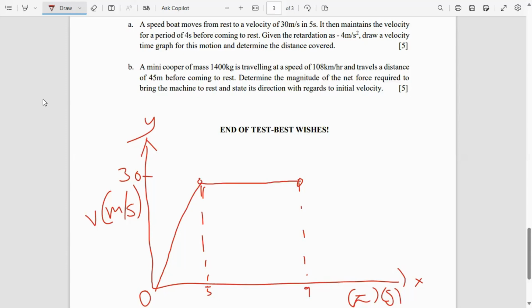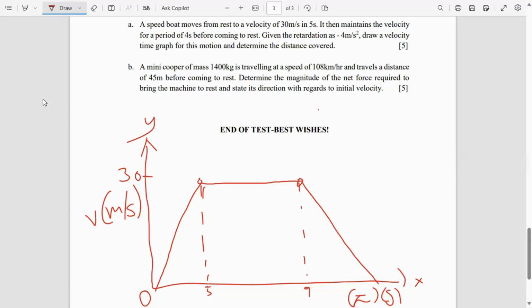Then after that, it started decelerating, came to a stop. And they've told us the rate at which it was decelerating was -4 meters per second squared. Now, for us to find the time here, the graph will just go down like that. But what is the final time here? So for us to find the final time here, we are supposed to find the time taken for this retardation.